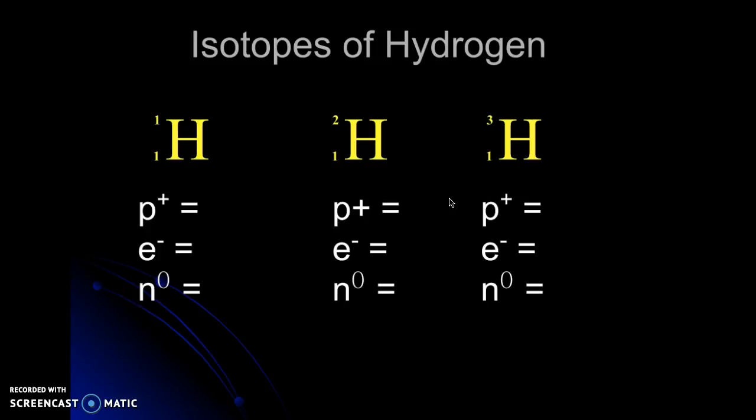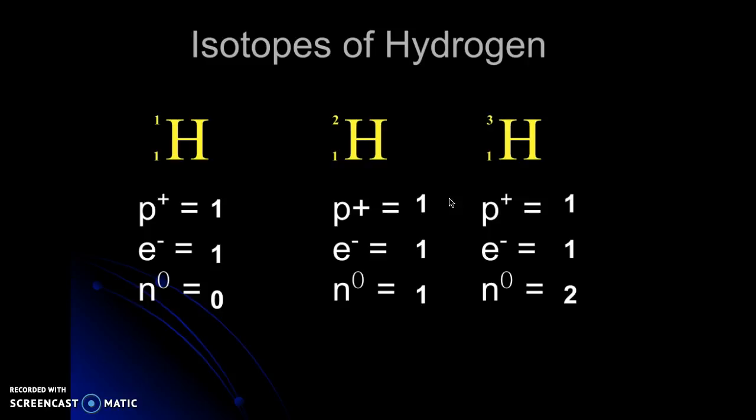Now, remember the top left number in symbolic notation is the mass number. The lower left number is going to be your atomic number. Notice in all three variants of hydrogen, the atomic number is still 1. I'm not changing the number of protons in that atom. So the only thing that's going to change as you pan through this slide is the number of neutrons.